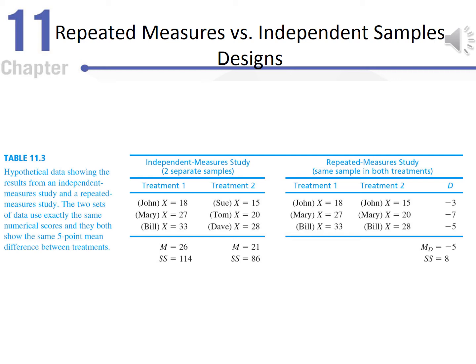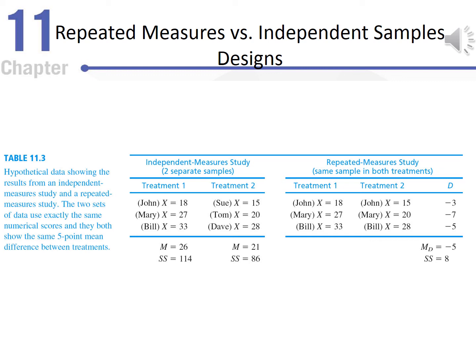You'll notice that for purposes of the example, the scores in treatment 1 in the independent measures and the repeated measures are identical, as are the scores for treatment 2 in both designs. So the numbers are identical in each treatment regardless of the design. This, of course, results in the same 5-point difference between treatment 1 and treatment 2, whether it's the independent measures or the repeated measures study. So all the numbers are the same, but there are some important differences in terms of variability.